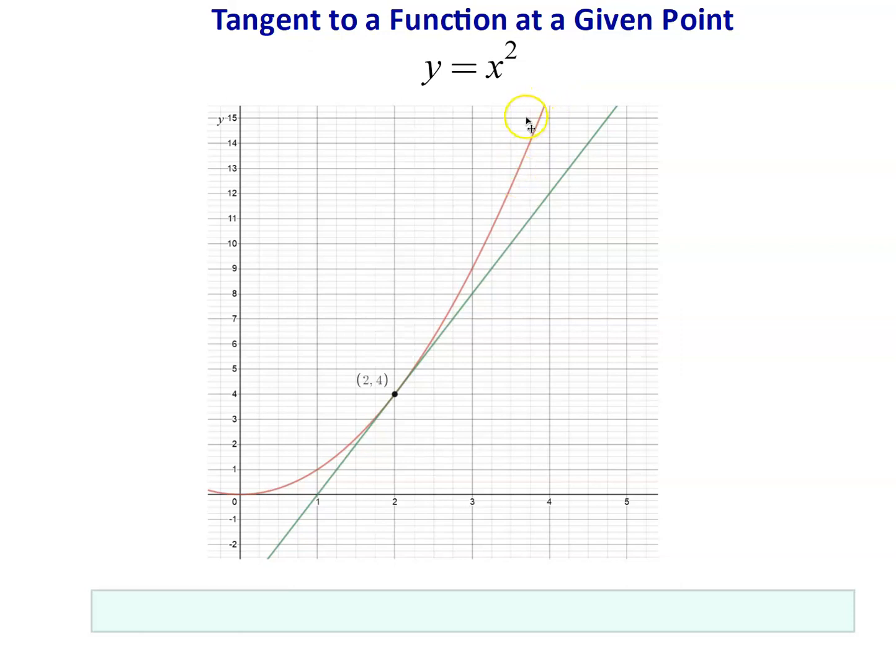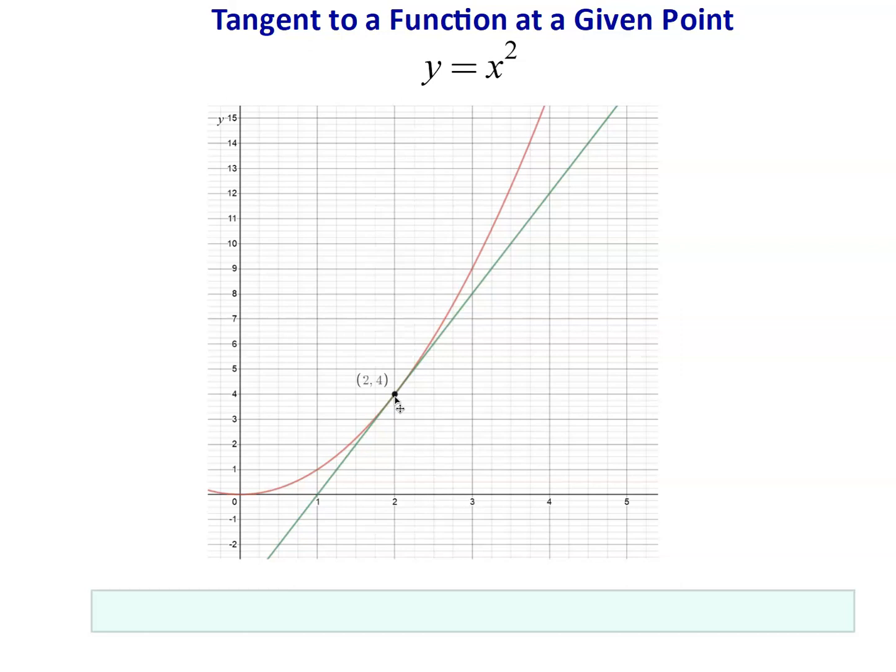Here's the graph of the function y equals x squared. And I'm interested in finding, first off, the gradient of the function at the point (2, 4). So I've drawn a tangent line that just touches the function y equals x squared at that point. A tangent is just a line that touches a function at a single point.